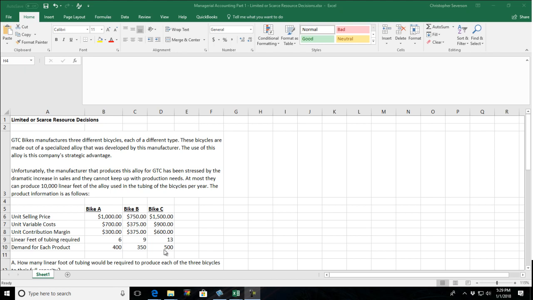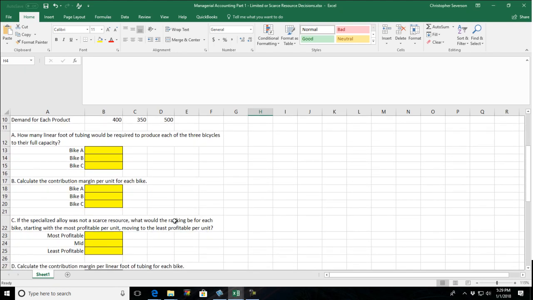So keep in mind, we said we can only have 10,000 linear feet. So we need to figure out, do we have enough to satisfy all the demand? And generally with these types of problems, the answer is no. So we're going to have to figure out which product we focus our efforts on first. So let's take a look.